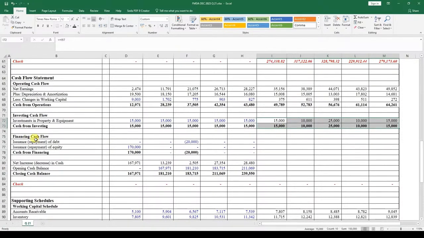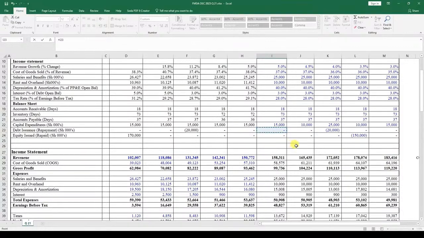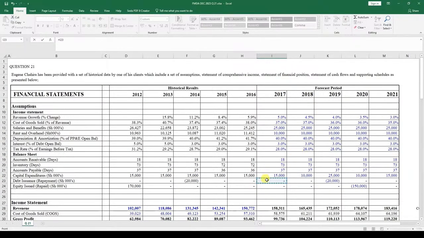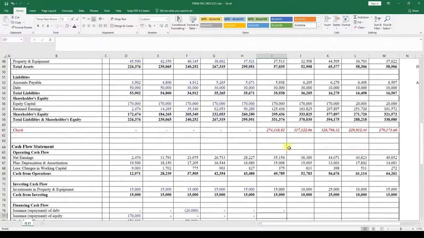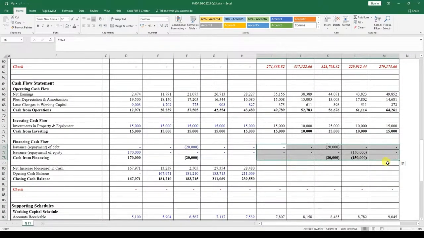As far as the financing cash flow is concerned here, issuance and repayment of debt, we link it with the supporting schedules, rather with the assumptions tab, sorry, up, debt, here. And remember, they are following each other with equity. So, like that. And this can be dragged like so, because it's a formula, and we can complete this by dragging the formulas moving to the right.